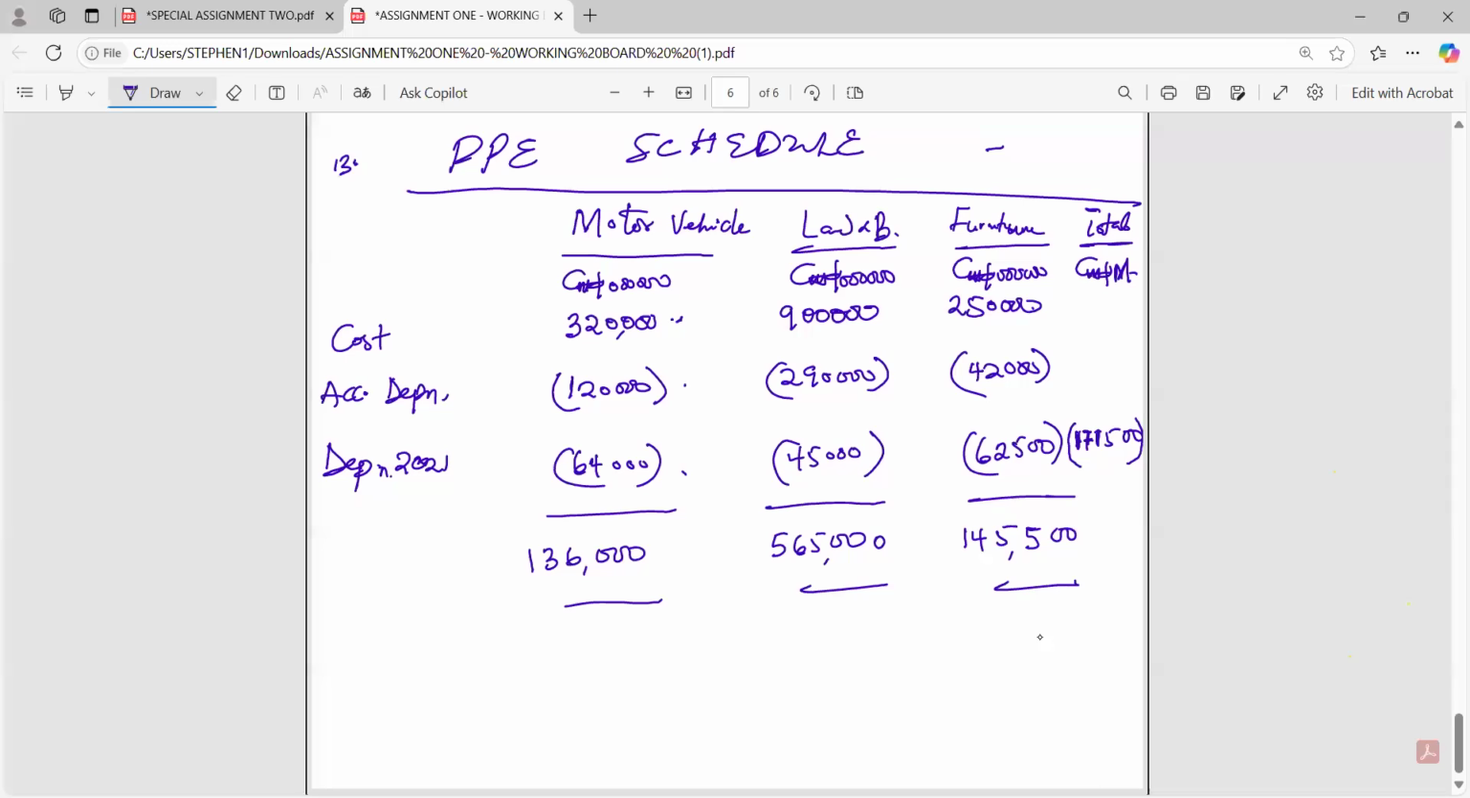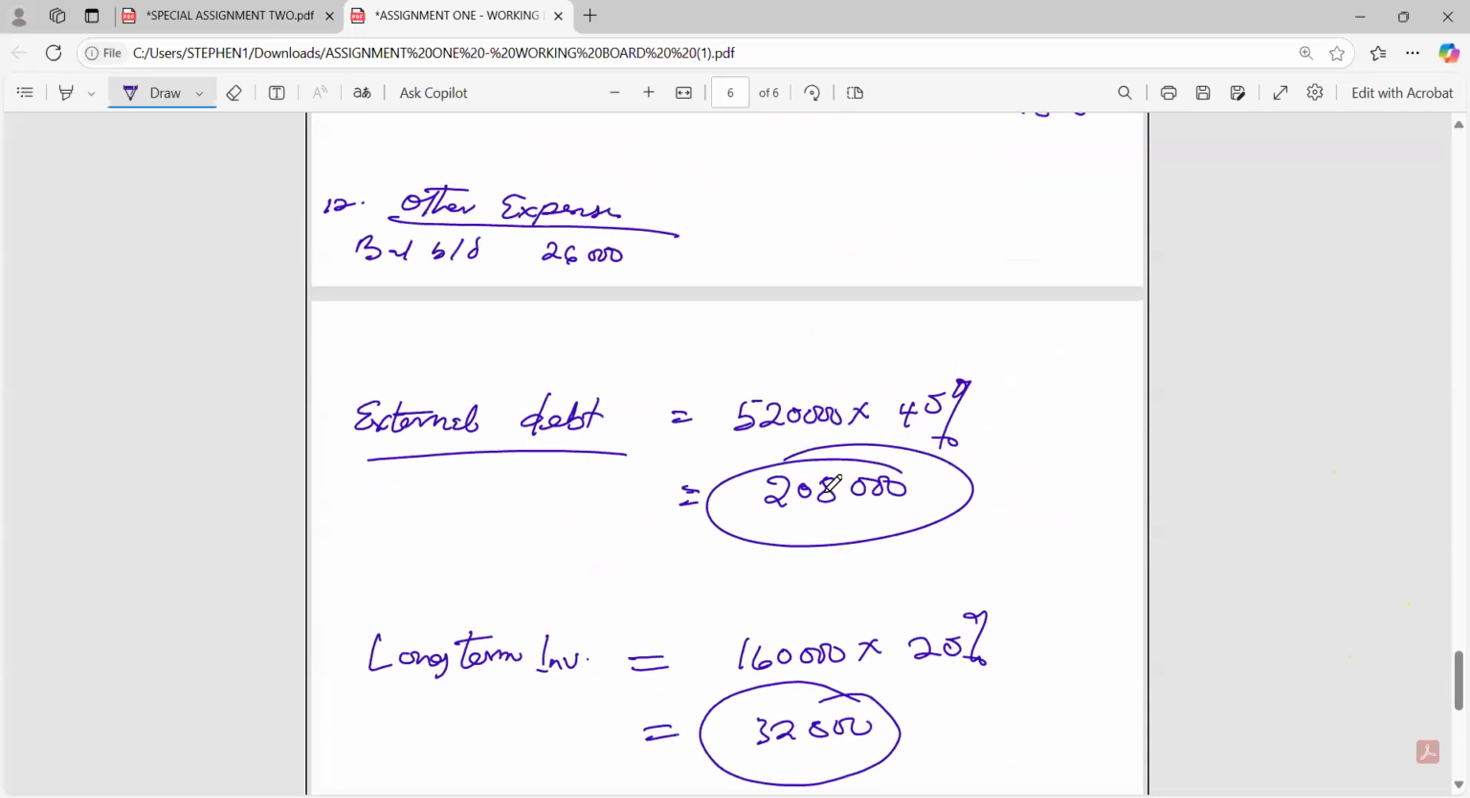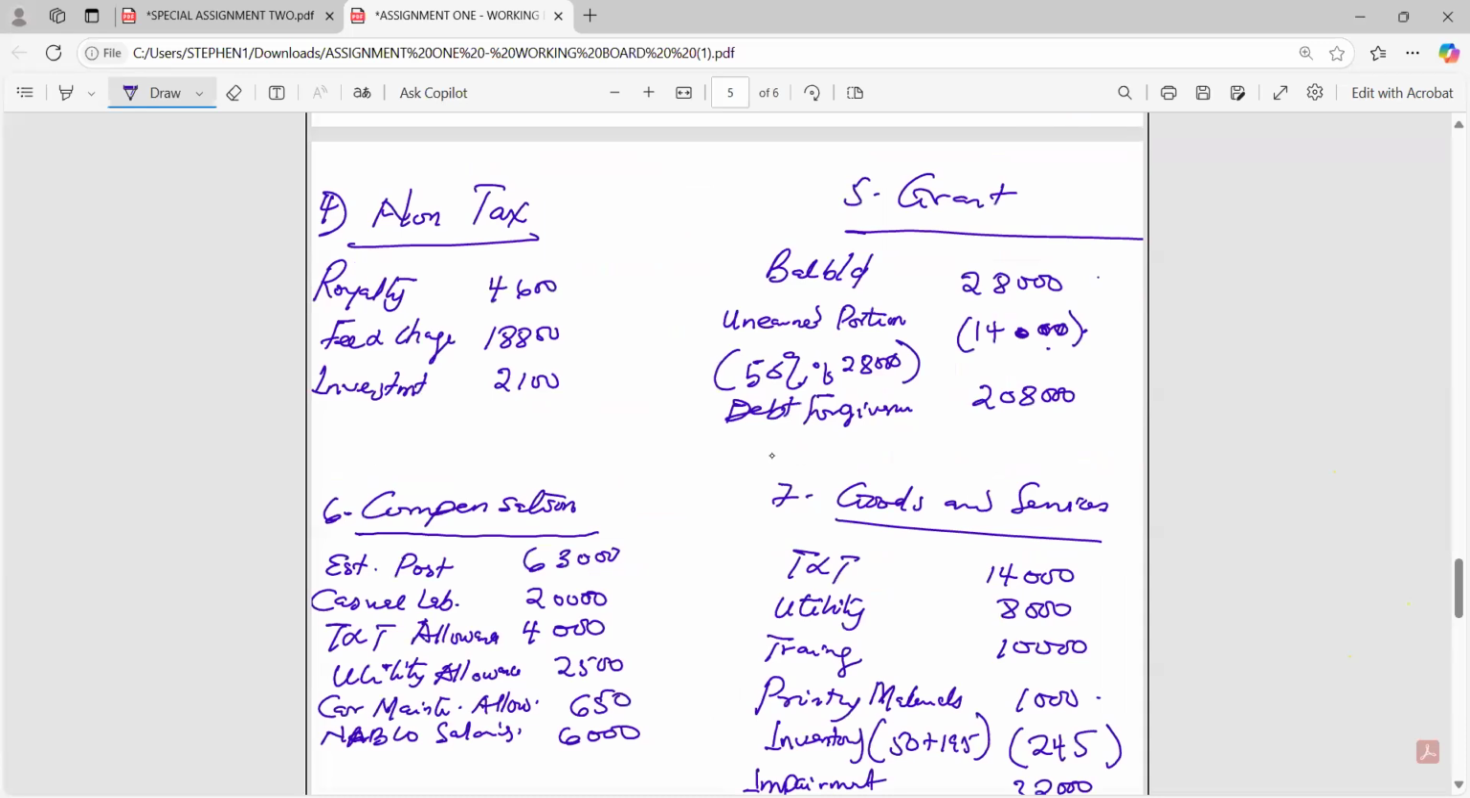You have to finish everything within 40 minutes. In the examination condition, do what I'm telling you. Focus on finishing everything. When you finish and you think you have a few seconds to spare, you can quickly add these ones. You need this to help you prepare the statement of financial position and statement of financial performance. When you finish, come and add these ones.